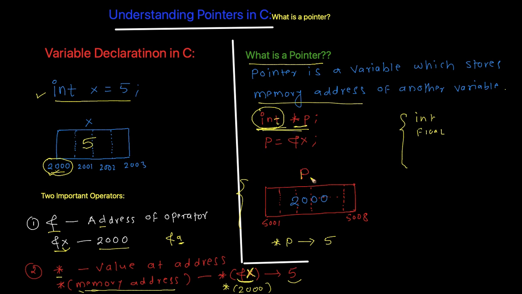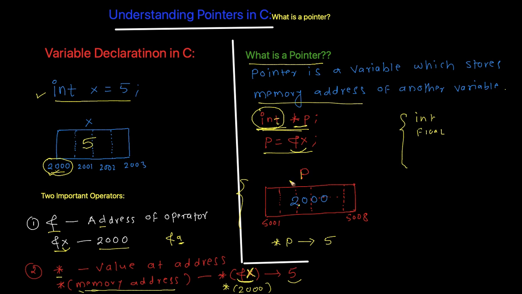Now, as we have already declared P, let us store the address of some integer variable in P. We have an integer variable here, x, so we can store the address of x in P. So I'm going to assign some value to P. What am I going to assign to P? The memory address of x. How will I get the memory address of x? &x will give me the memory address of x, which is 2000. When I say the memory address of x, I get the base address. So I'll be storing the base address of x here, 2000. That's what happens with this statement.